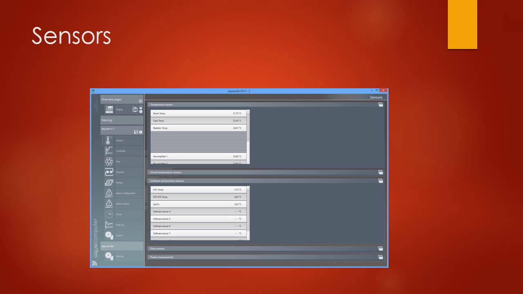Then below that we have the software temperature sensors, which come from Hardware Monitor, and here we go. Oh, we have a laser pointer. So these come from Hardware Monitor and are software temperature sensors. So this one is my CPU temperature, which is 31 degrees.